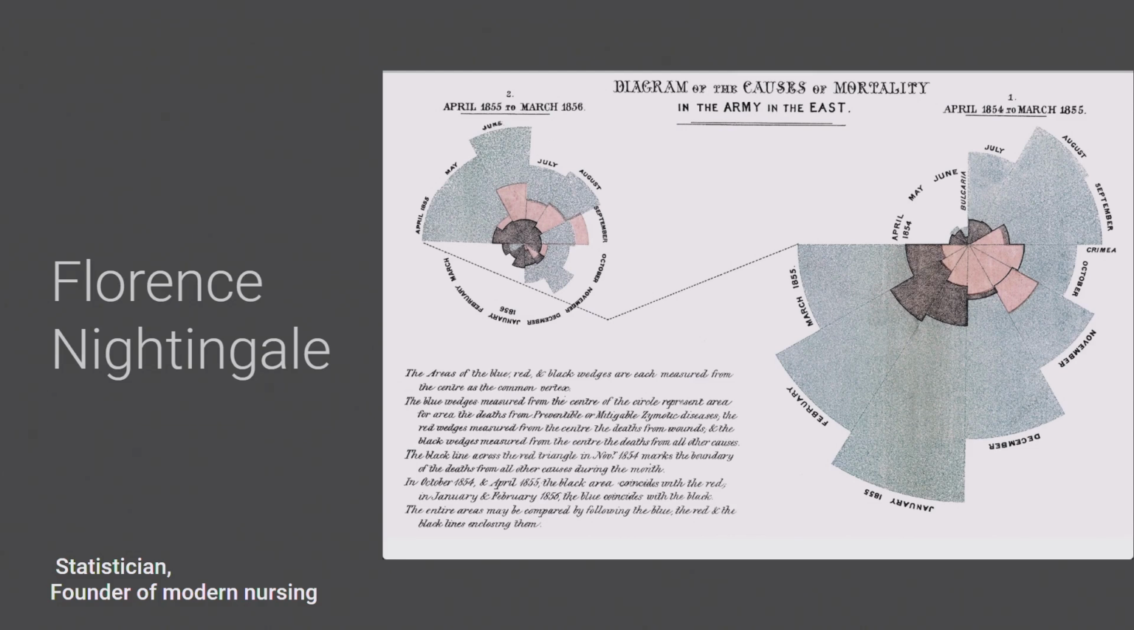The red triangles are representing people who died from injuries, and the blue is representing people who died from infections. She was using these visualizations to make the case for better sanitation and better medical practices. I think that these are both great examples of how data visualization can be used for civic purposes and for convincing people, and this goes all the way back to the beginning of the discipline.